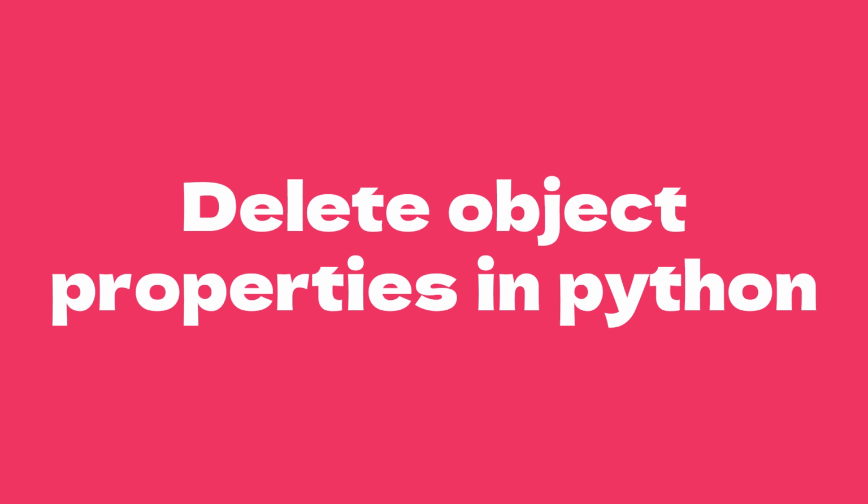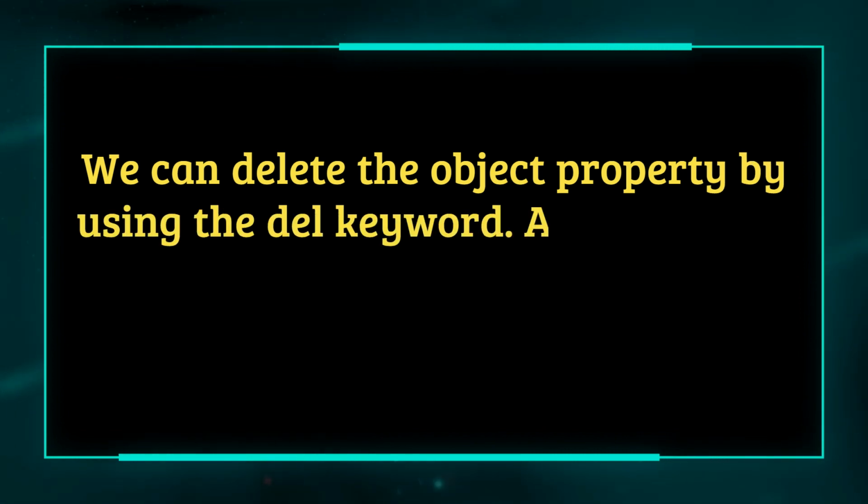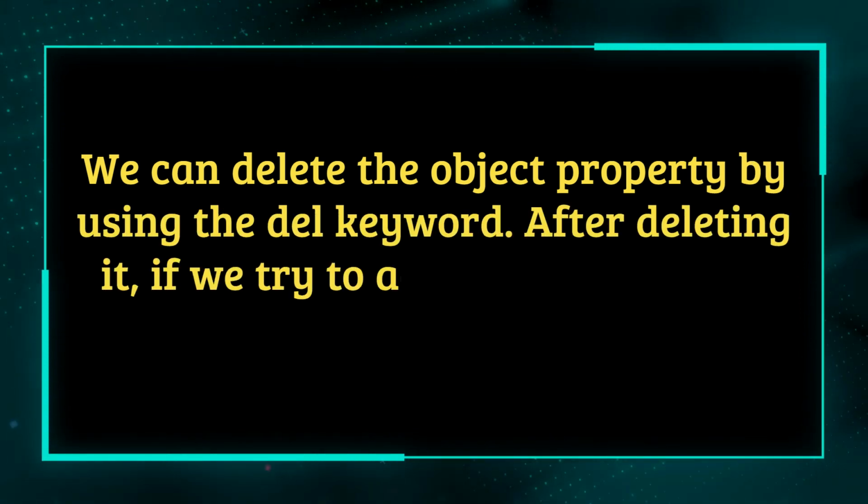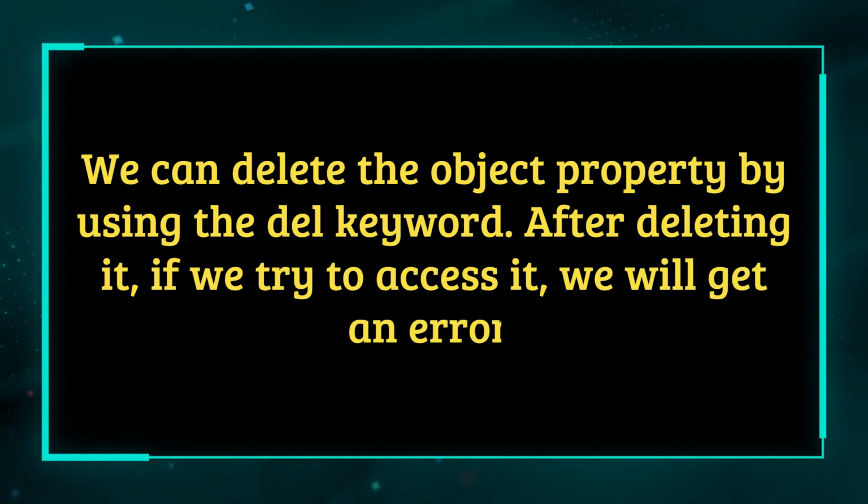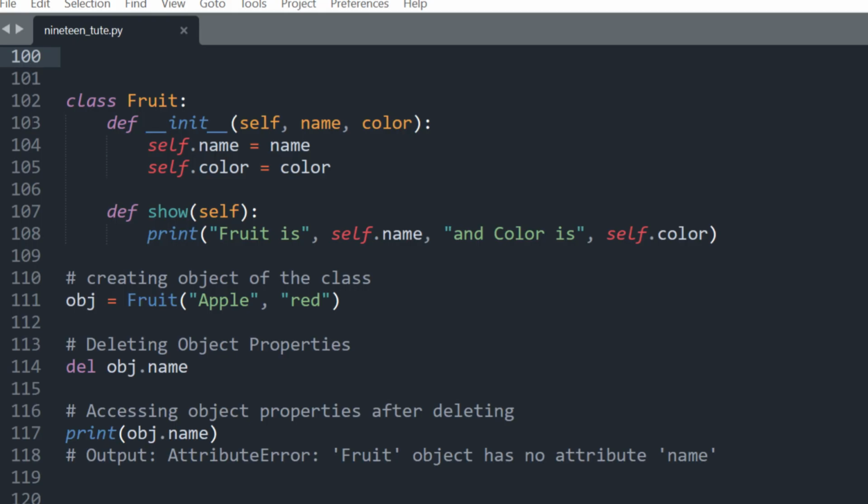Delete object properties in Python. We can delete an object property by using the del keyword. After deleting it, if we try to access it, we will get an error. In this example, as you can see, the attribute name has been deleted. When we try to print or access that attribute, we get an error message.